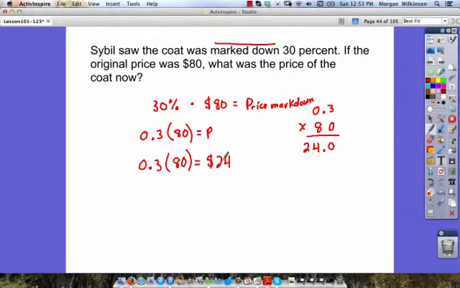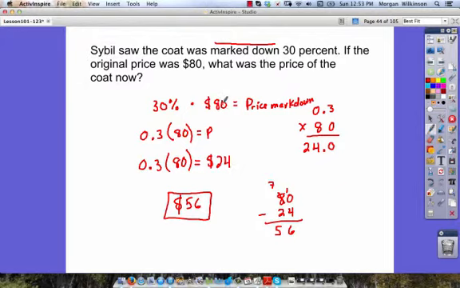So in order to find the price of the coat now, we've got to take 24 away from 80. 80 minus 24. I'm going to borrow from the 8 to get 7. 10 minus 4 is 6. 7 minus 2 is 5. So we get an answer of $56. This seems more reasonable because if it's marked down 30%, that means it should still be more than half of $80. And half of $80 is 40, and 56 is more than that, so it makes sense for our answer. Let's look at another problem with markdown.